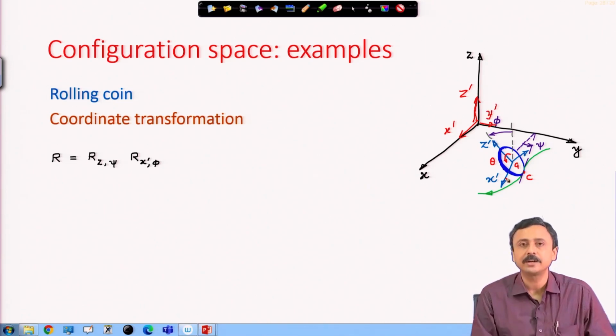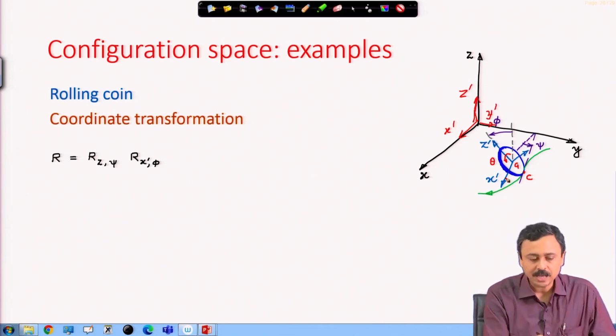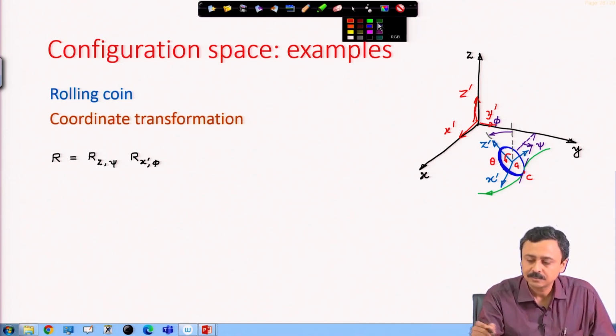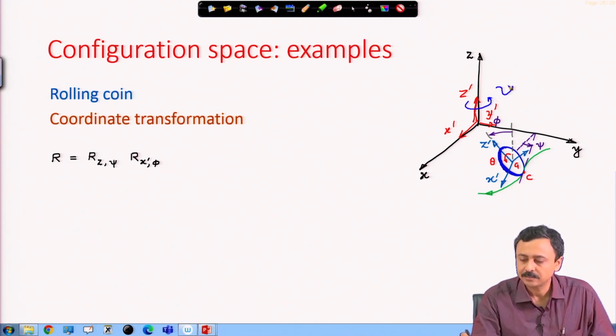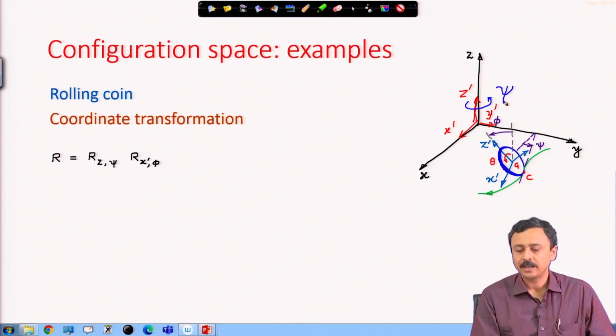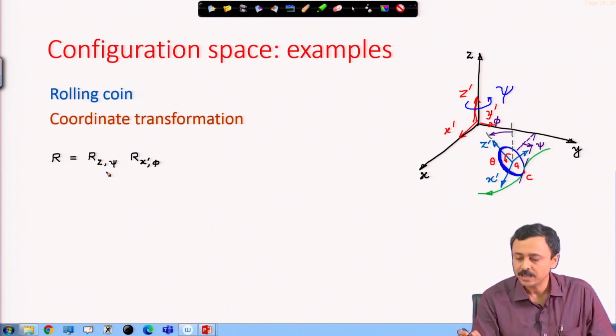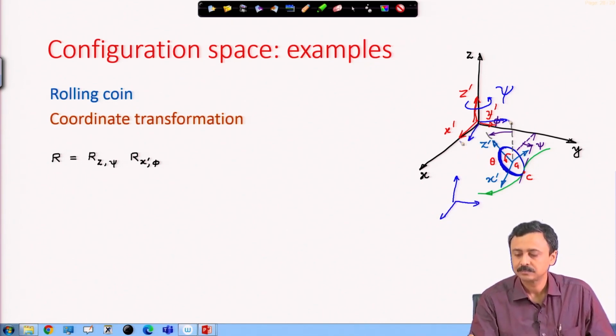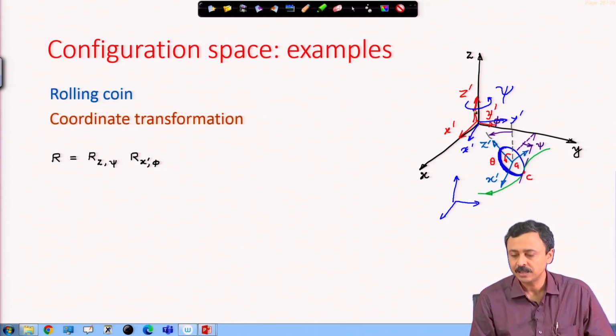How do I get to this current configuration? First, I rotate about the z axis by an angle psi. So, rotating about z by psi, I get a frame which is rotated. Here goes x prime, here goes y prime, and z prime is still coincident with z.